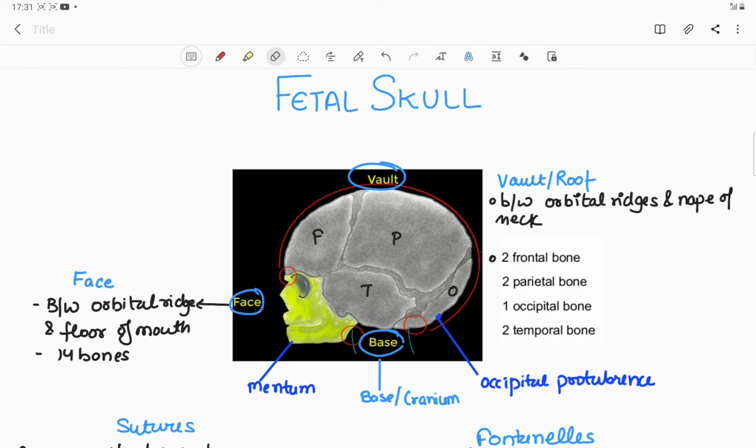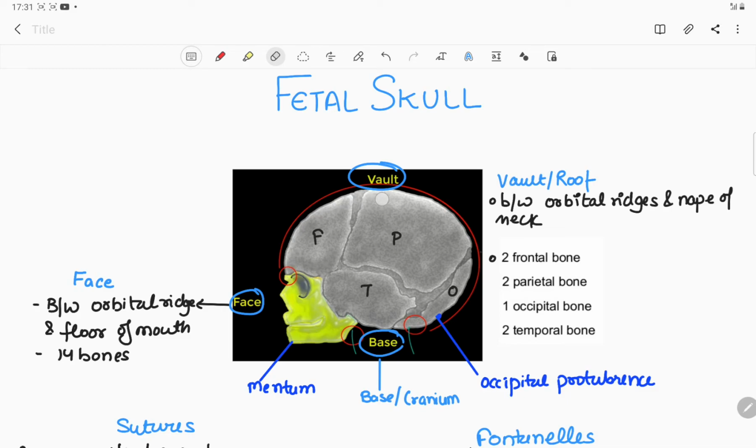Actually, I have been requested to make videos on fetal skull and pelvis. So here I am with fetal skull. As you can see, fetal skull consists of three parts: face, vault and base. Face extends between the orbital ridges to the floor of mouth, and it consists of 14 bones.